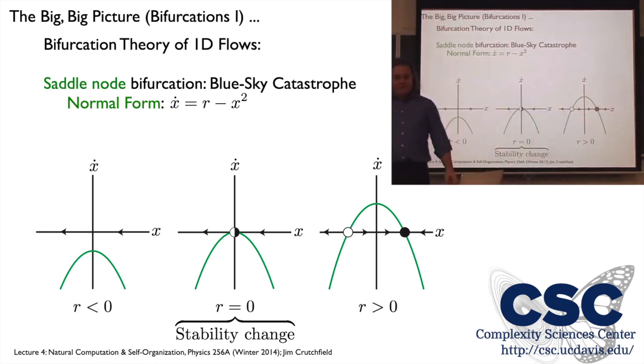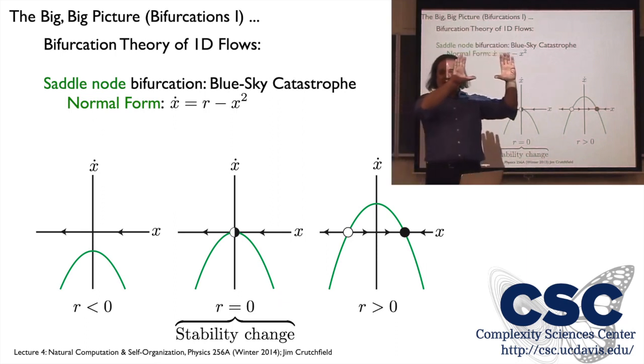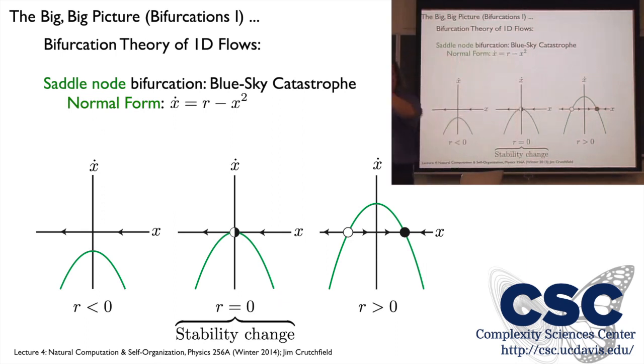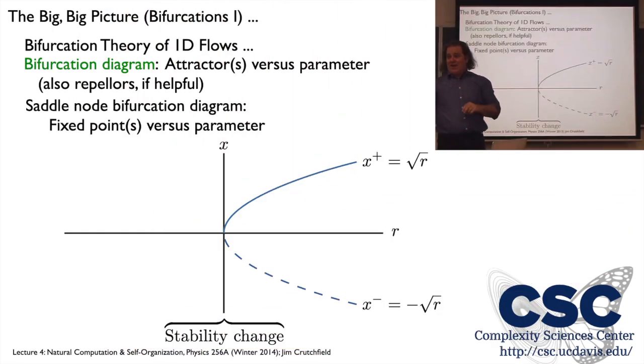Okay, so now, these are snapshots of the state space, the vector field, at different particular r values. But we're trying to think about what's the structure in the space of all dynamical systems. So that brings us to what's called a bifurcation diagram.